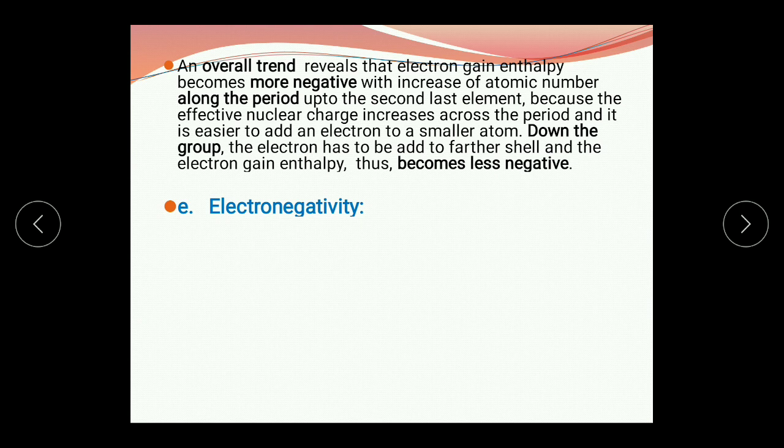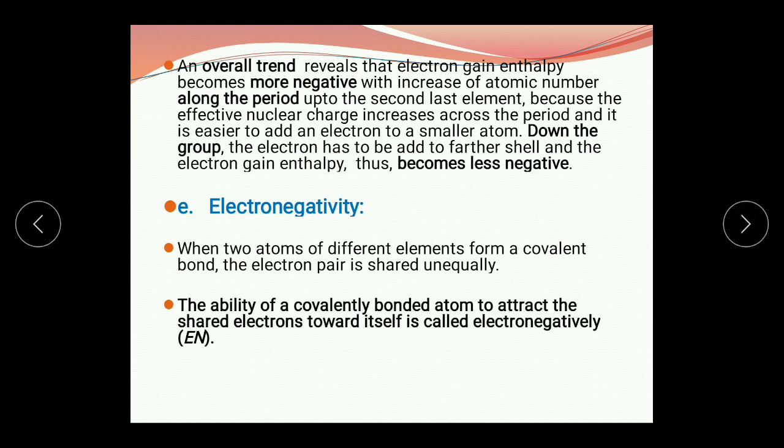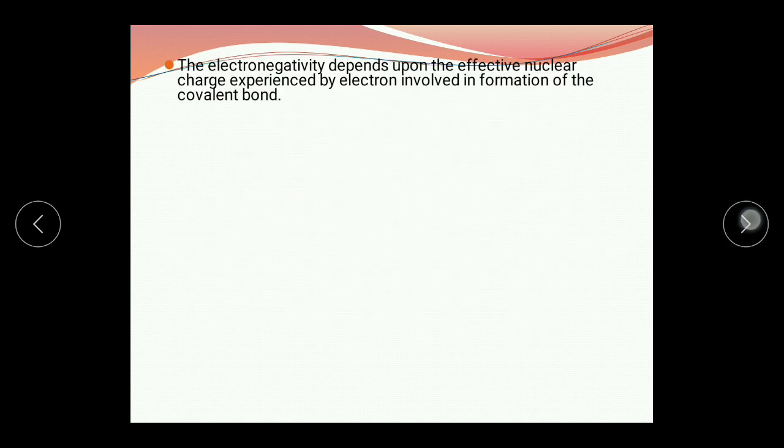And this tendency of attracting the covalently bonded pair towards itself is called electronegativity. So, this is the definition of electronegativity. The ability of a covalently bonded atom to attract the shared electrons towards itself is called electronegativity. When two atoms of different elements form a covalent bond, the electron pair is shared unequally. And this electronegativity depends upon the effective nuclear charge experienced by the electron involved in the formation of the covalent bond.